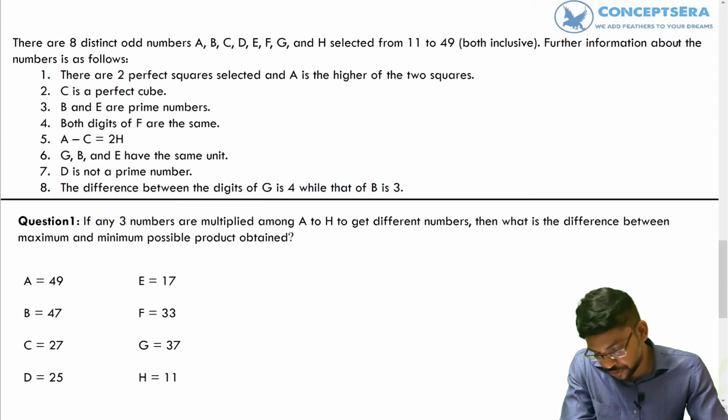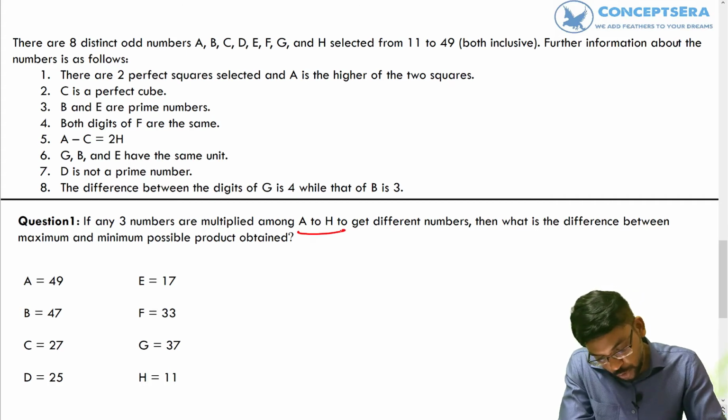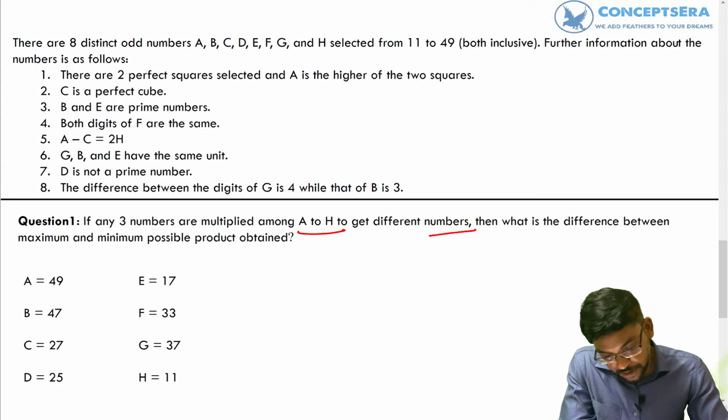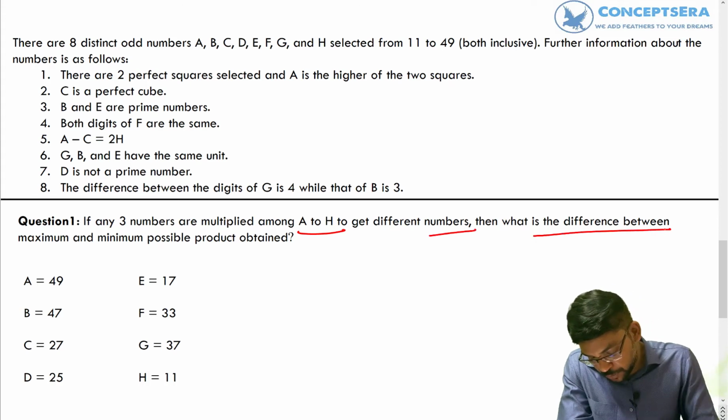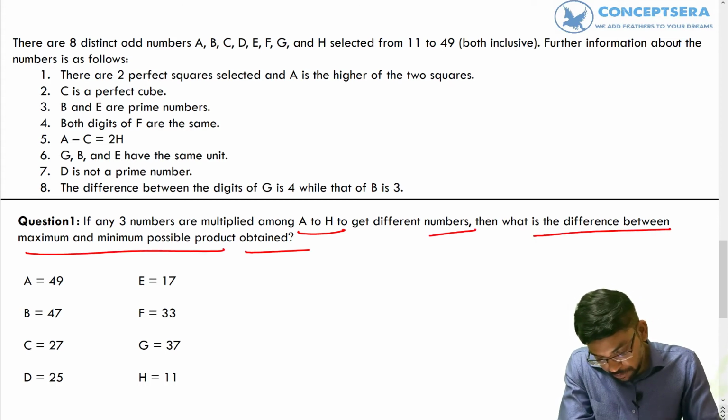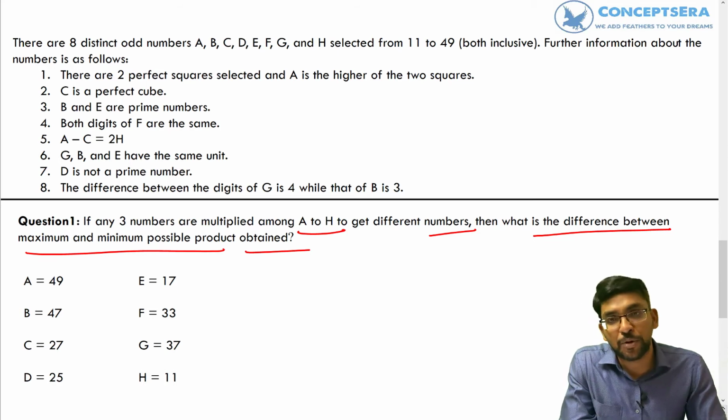So if you look at the first question here, the first question is if any three numbers are multiplied among A to H to get different numbers, then what is the difference between maximum and minimum possible numbers? So ultimately we have to multiply 3 maximum possible numbers and 3 minimum possible numbers, and we have to look for difference between those numbers.